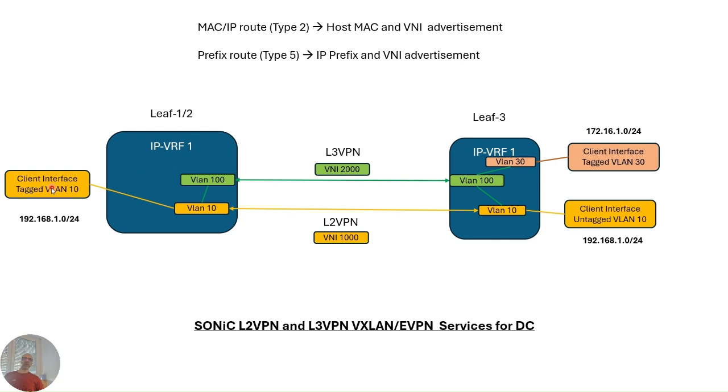So the routing will happen like this. The packet will arrive on the VLAN 10 interface, be routed over VLAN 100 to the other end, and then be routed again on VLAN 30. So routing happens on both ends. That's why it's called symmetrical.